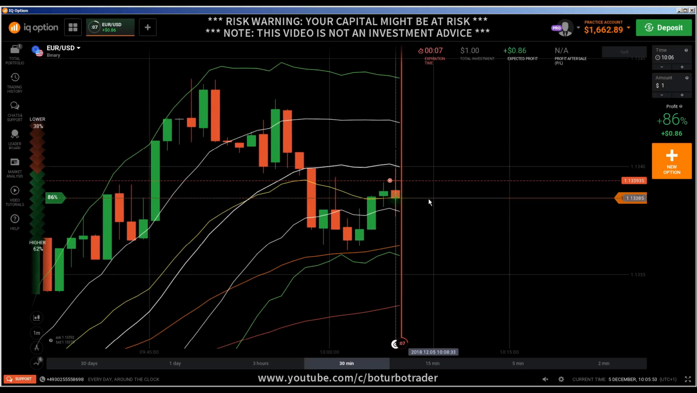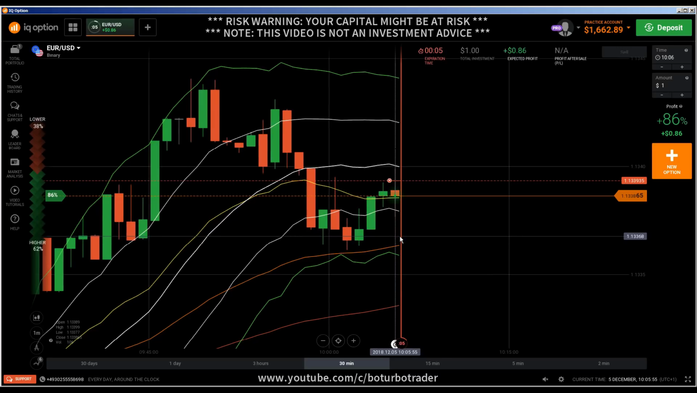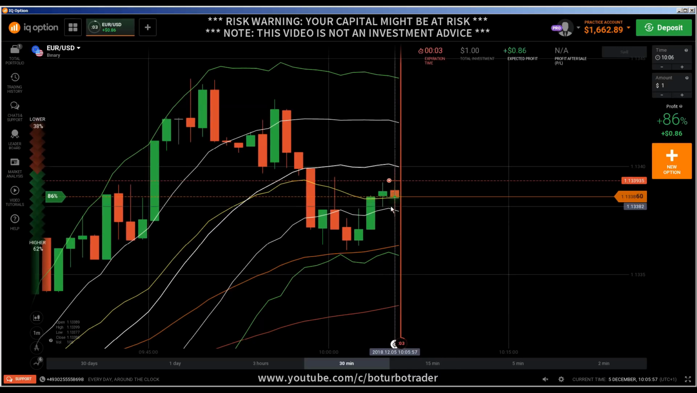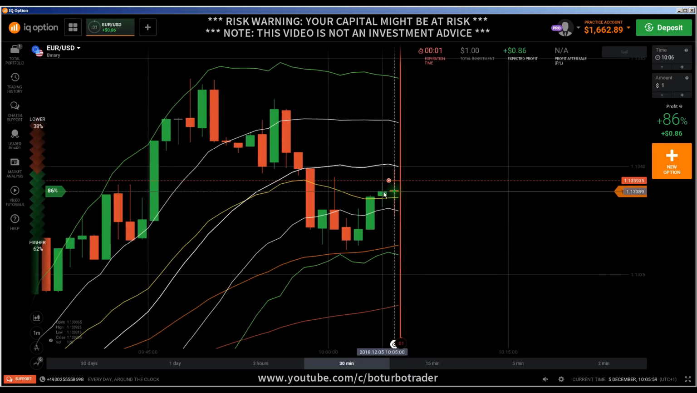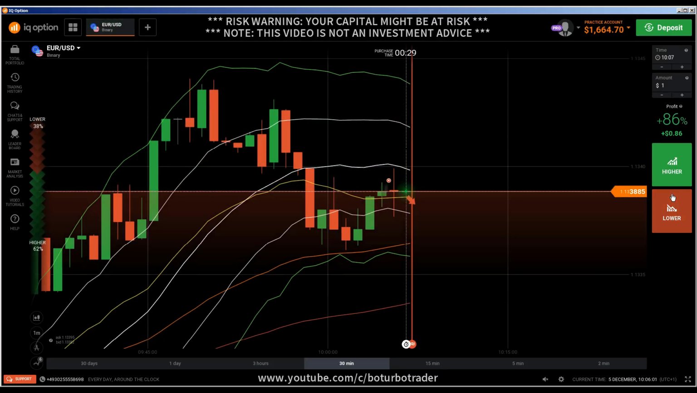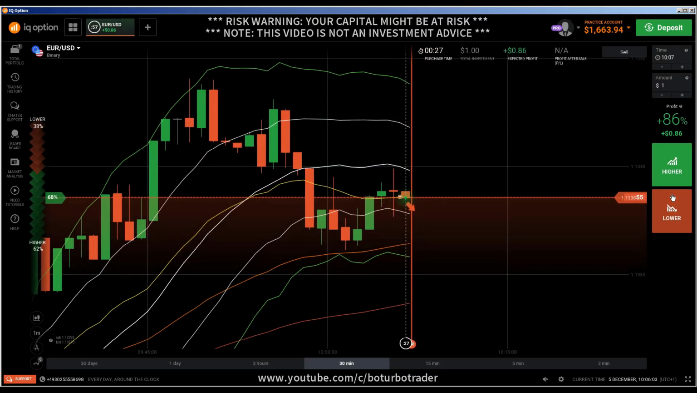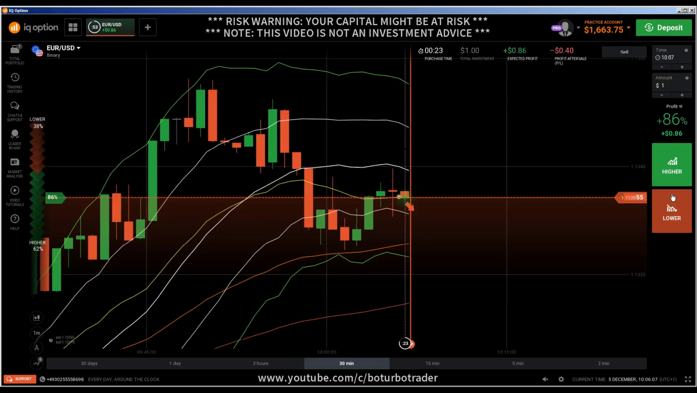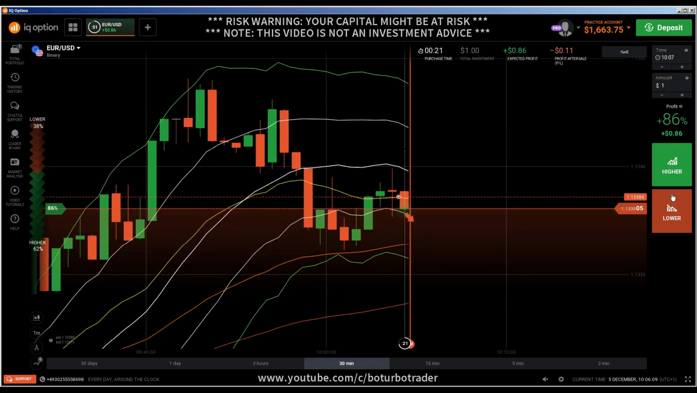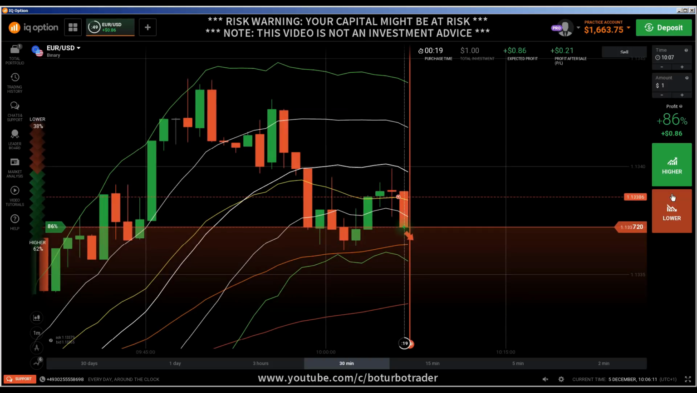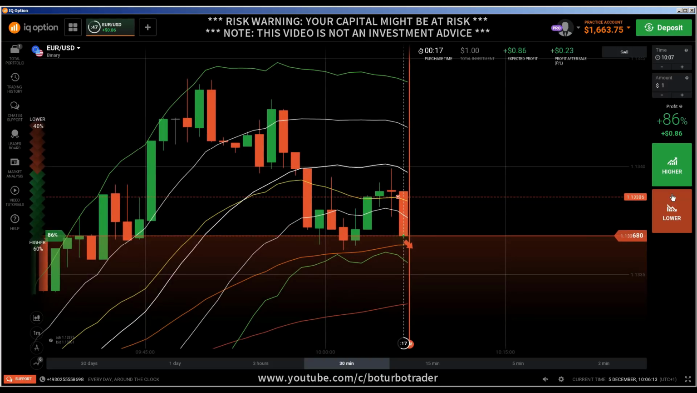So, and after this, let me see now. If this candle will engulf this candle, yes, okay, I will do a put again, because I'm sure that this is a fake breakout of the 20 EMA, and price will enter again into this kind of consolidation area between the 20 and the 50 EMA. So, you see, it was really fast.